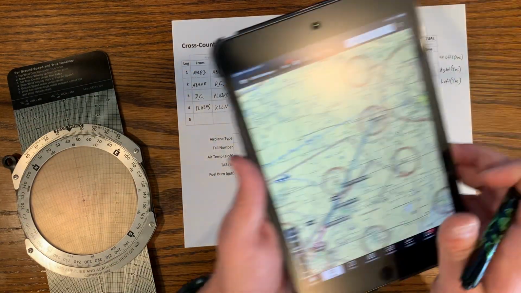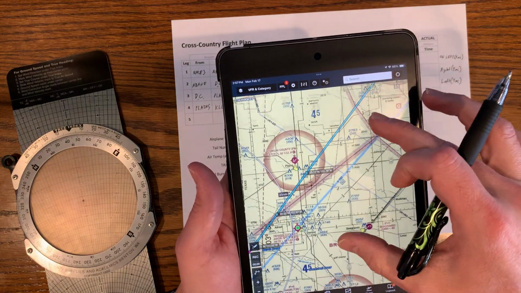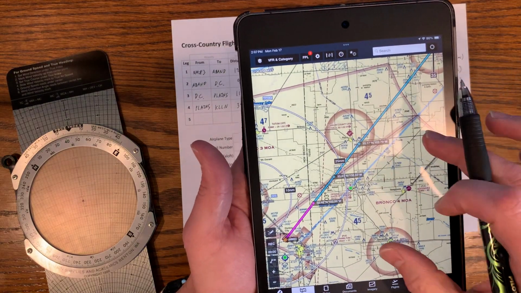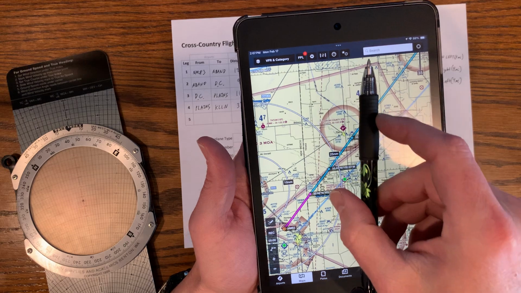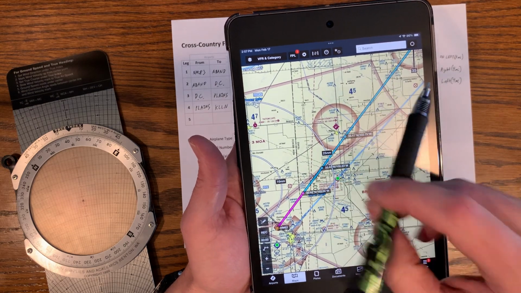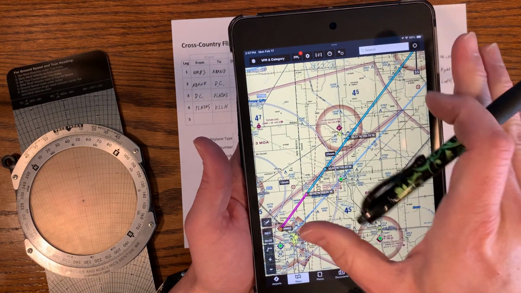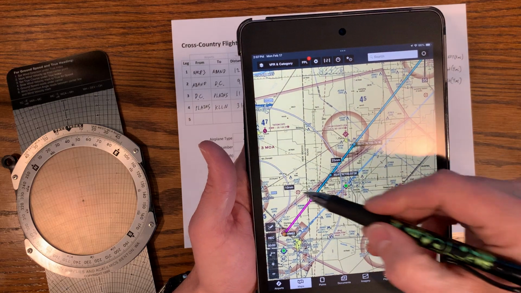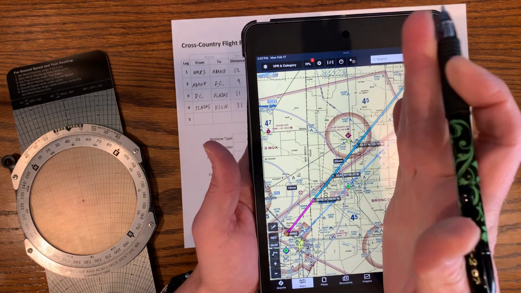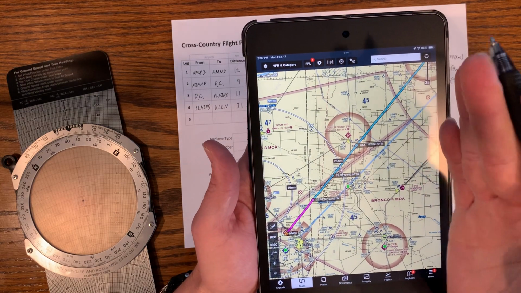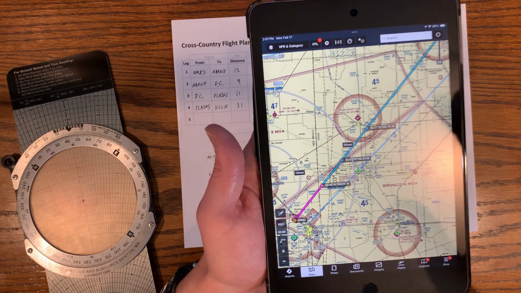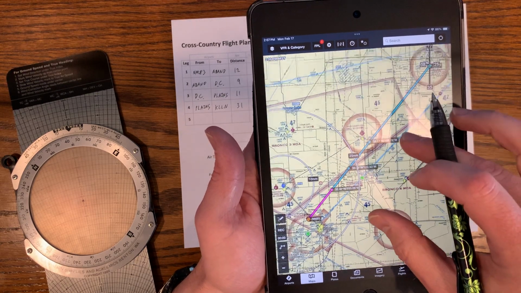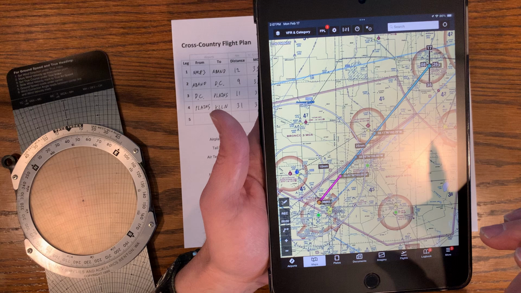Remember, whenever you are using sectional charts, when you use a plotter on here and you start drawing lines and measuring angles, you're measuring against these north and south grid lines. Those are true north and true south grid lines. Well, ForeFlight does us a little bit of a favor here, sort of.